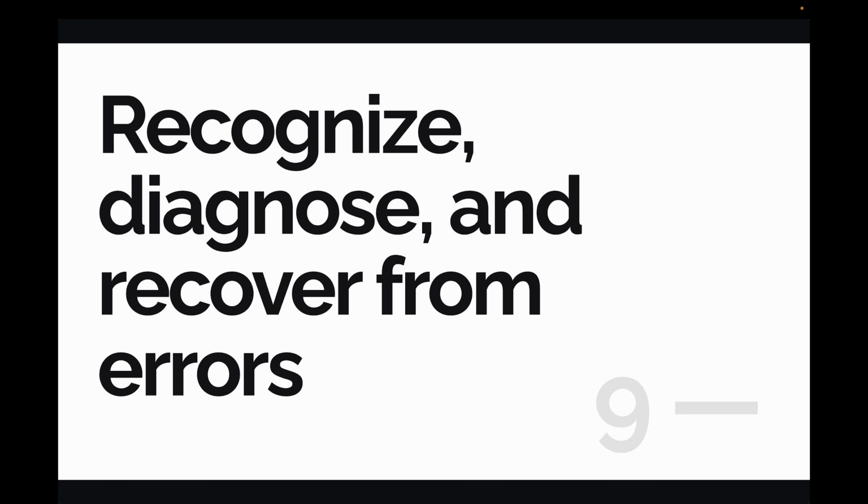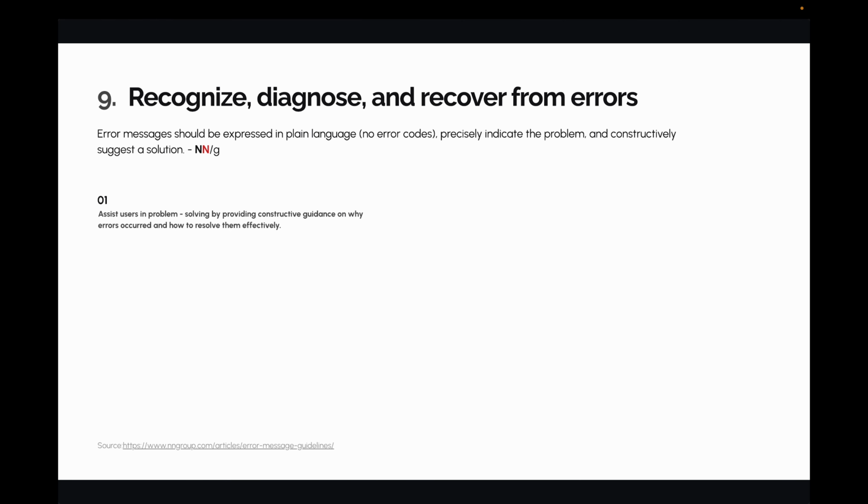We're almost there. You also have to make sure that users are able to recognize, diagnose, and recover from errors. Well, what do they say? Error messages should be expressed in plain language, no error codes, precisely indicate the problem and constructively suggest a solution. So not only are you going to tell them there's an error, but you also have to provide a solution as to what they could possibly be doing.